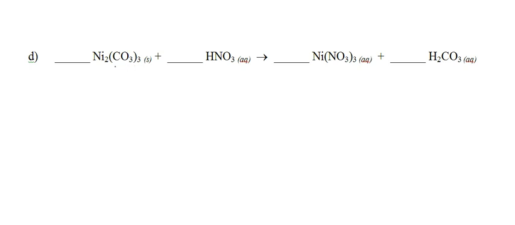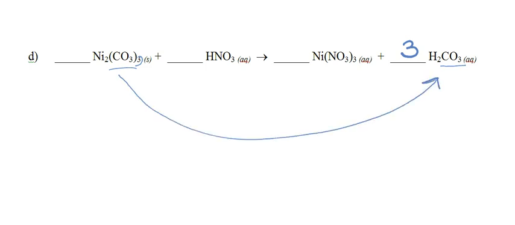So how many carbonates do I have in this compound? That's right, I have 3. So how many do I have over here? I hope you said 1, because there's no parentheses there. So I need to put a 3 in front of the carbonic acid. Okay? So I went from here to here. All right. Now, I want to balance the number of hydrogens. So I got my carbonates balanced. So let's balance the hydrogen.